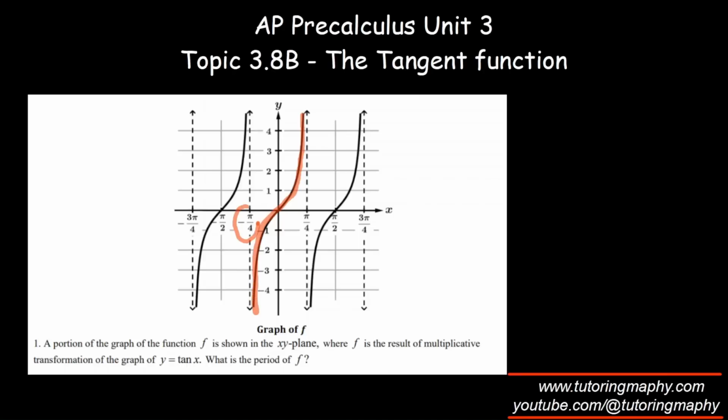So it starts from negative pi over 4, which is definitely a vertical asymptote, and then we are going all the way to pi over 4. So we are covering pi over 4 units here, pi over 4 units here. So pi over 4 and pi over 4 will make it pi over 2 units. That is the period.